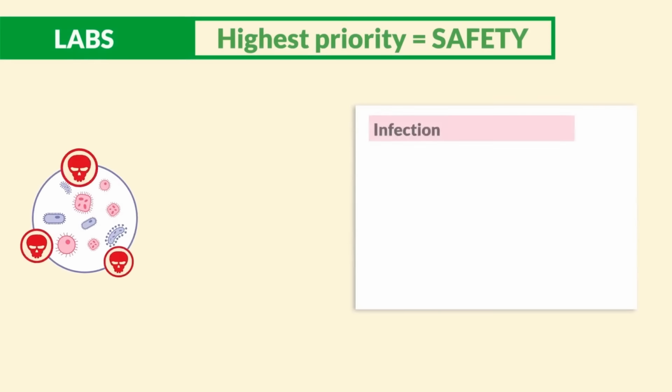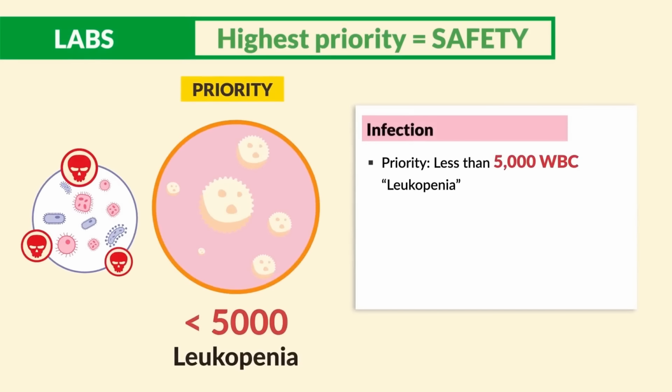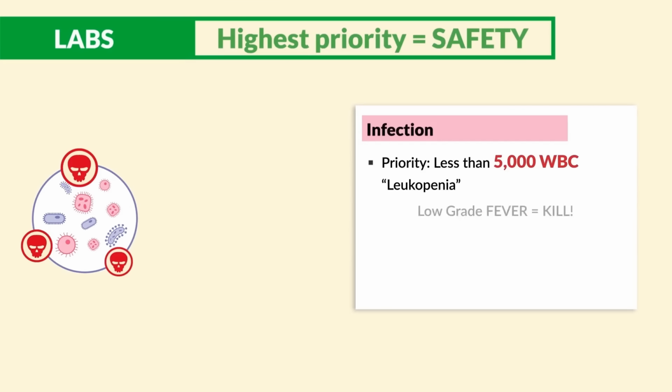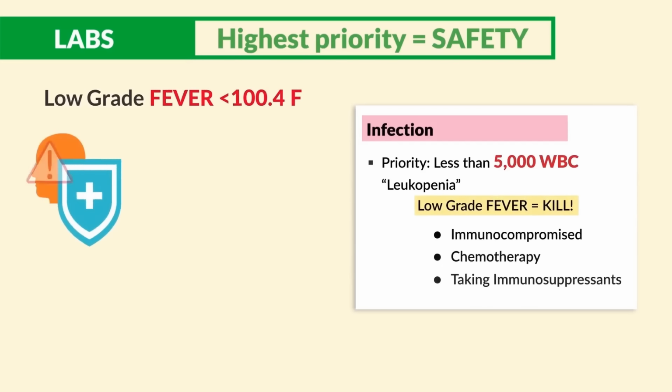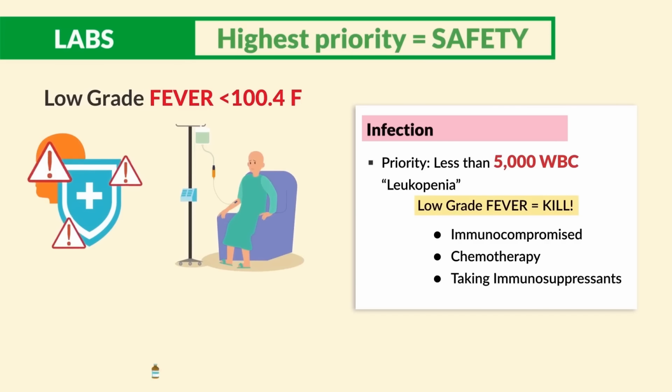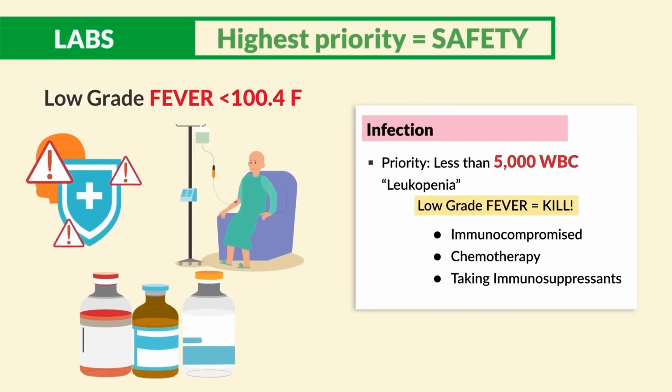Now, after the ABCs, we have to think infection. So the priority is less than 5,000 WBCs, which is leukopenia. Just think, a low-grade fever will kill. The client has like no defenses here. So watch out for immunocompromised clients, clients on chemotherapy, and those taking immunosuppressants.